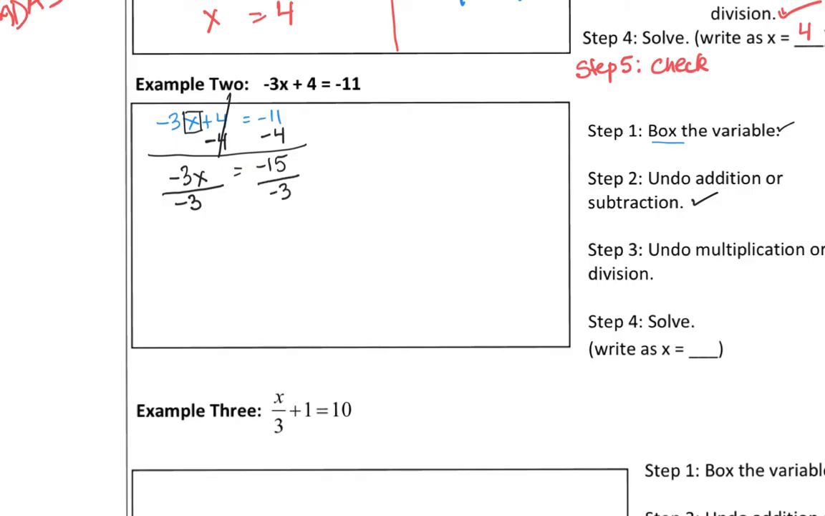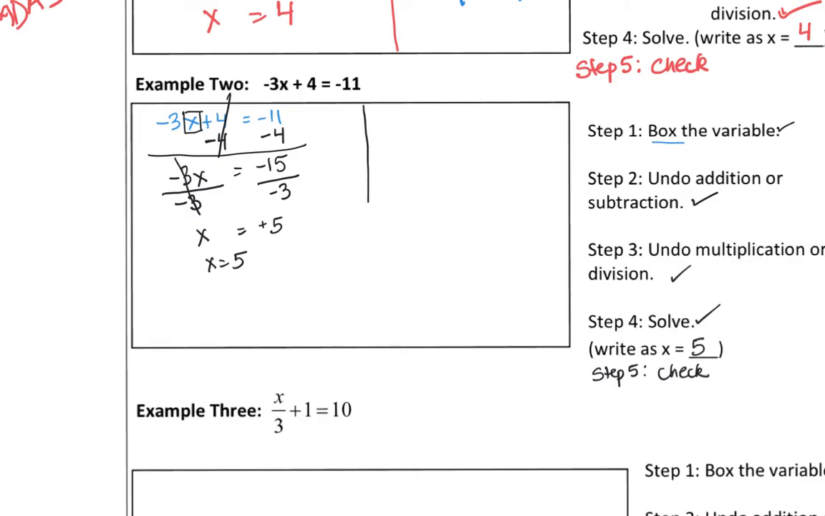So make sure you grab that sign. -3 goes into itself once. I'm left with x equals a negative divided by a negative is a positive. 15 divided by 3 is 5. So x equals 5 is my solution. So I undid the multiplication or division, I did solve, and x equals 5 is what I came up as the solution. Remember, I need to do step 5, which is a check.